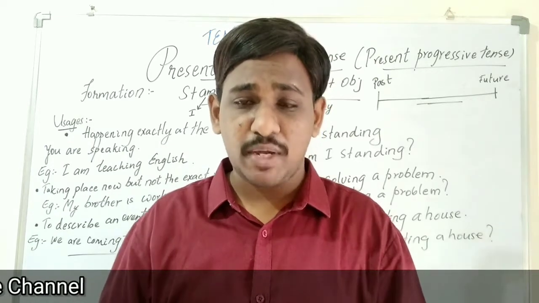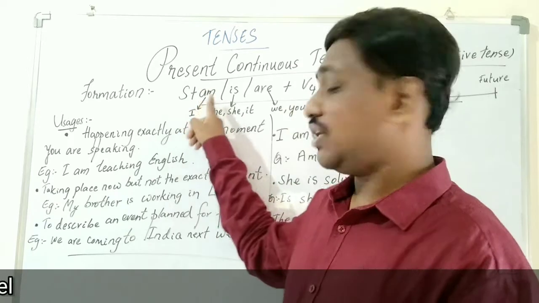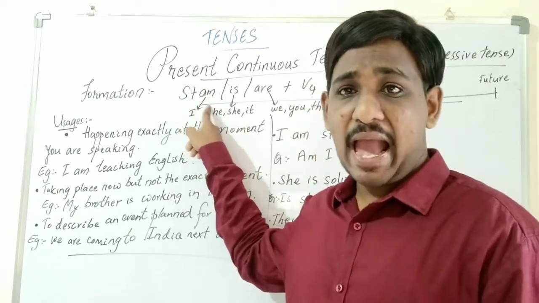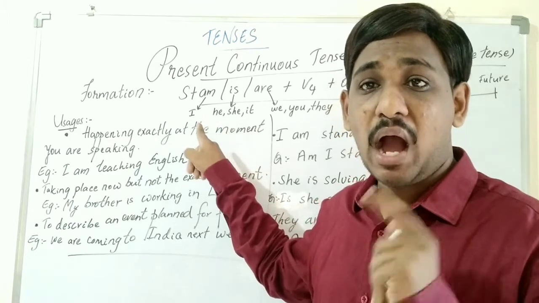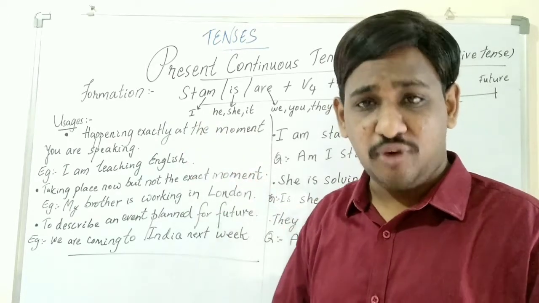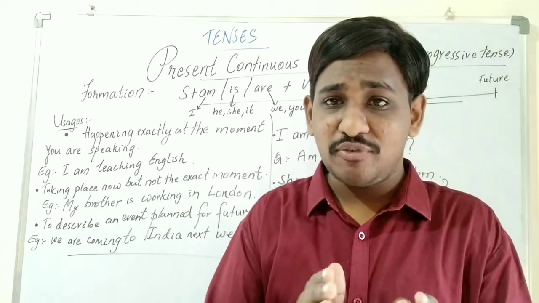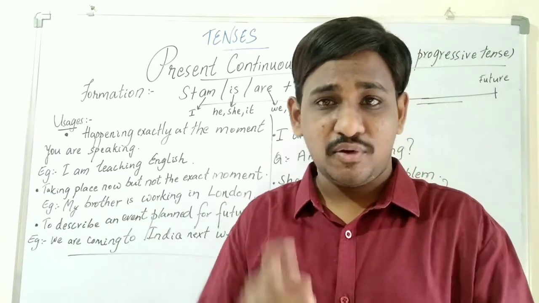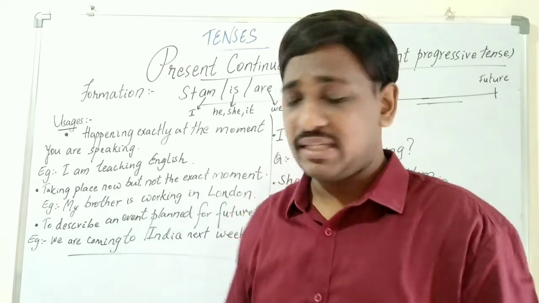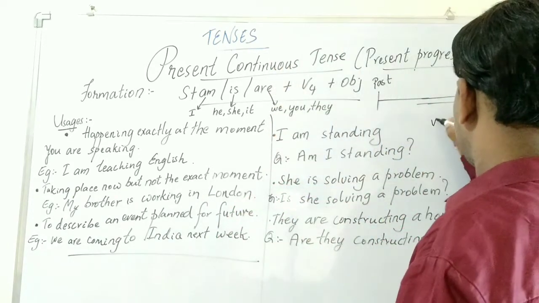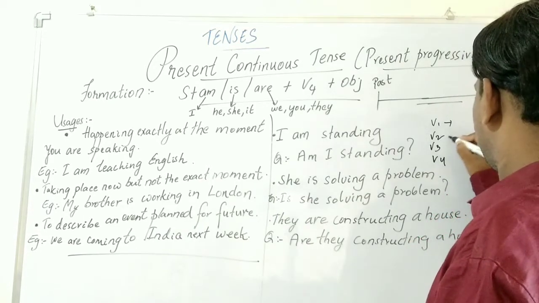So let us see the formation of present continuous tense. You see here: subject plus am or is or are plus V4 plus object. What is the meaning of V4? Verb form 4. V1 plus ing. If we add ing to the V1, it's enough. So V1, V2, V3 and V4.